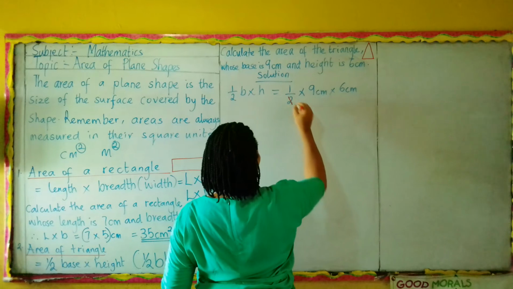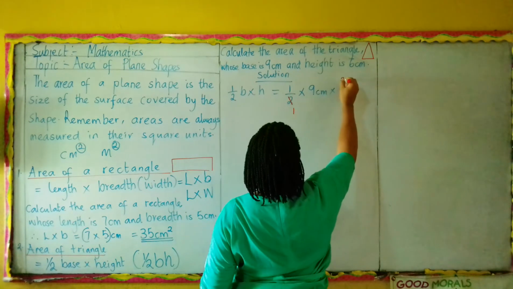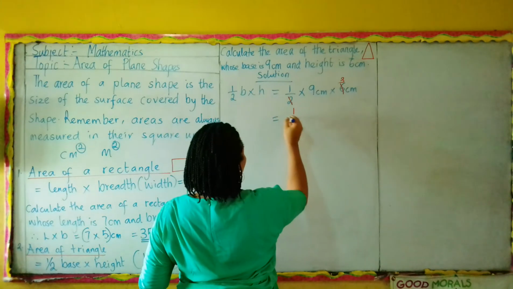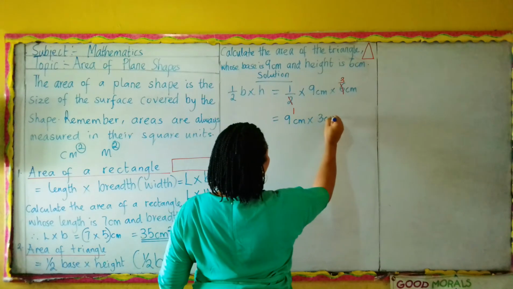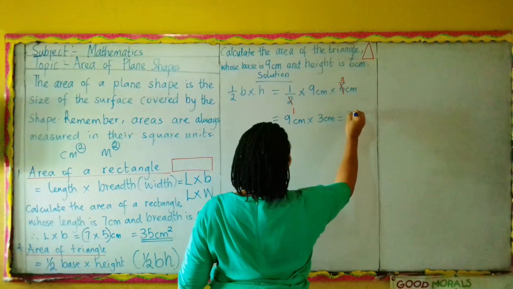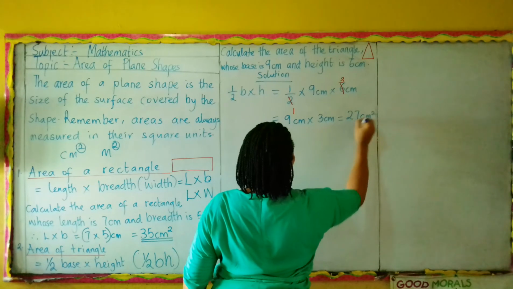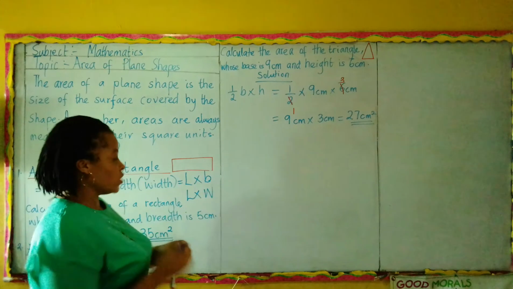2 divided by itself here, 1. 2 divided into this, it will give me 3. So now I am left with 9 cm times 3 cm. At the end of the day, my answer will be 27 cm squared. Remember what I told you. 9 times 3 is 27.